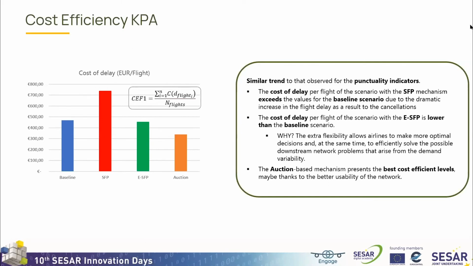scenario. The reason for that is, like here, the extra flexibility allows the airlines to make more optimal decisions and at the same time to efficiently solve the possibly downstream network problems that arise from the demand variability. Finally, the auction-based mechanism presents the best cost-efficient levels. However, it will be again interesting to see if this performance is only due to the factor of the network or to the nature of the market mechanism.